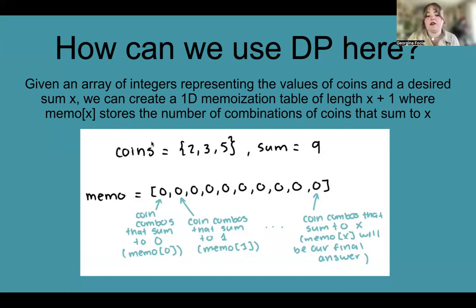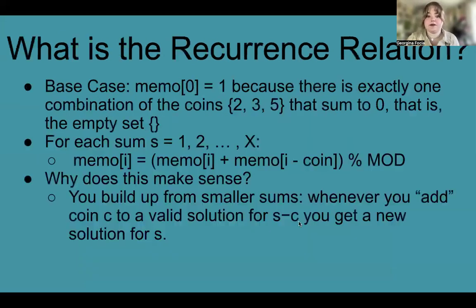sum to x. For example, if these are our coins and this is our sum, we create a memoization table of size 10, which is just one more than our sum. Memo of 0 is equivalent to the coin combinations that sum to 0. Memo of 1 is equivalent to the coin combinations that sum to 1, etc. And finally, memo of x, or memo of 9, is the coin combinations that sum to x. This means that after our nested loops complete, memo of x is going to store our final answer.